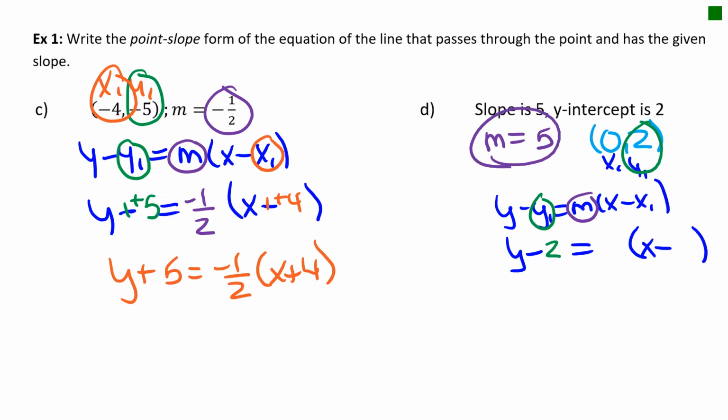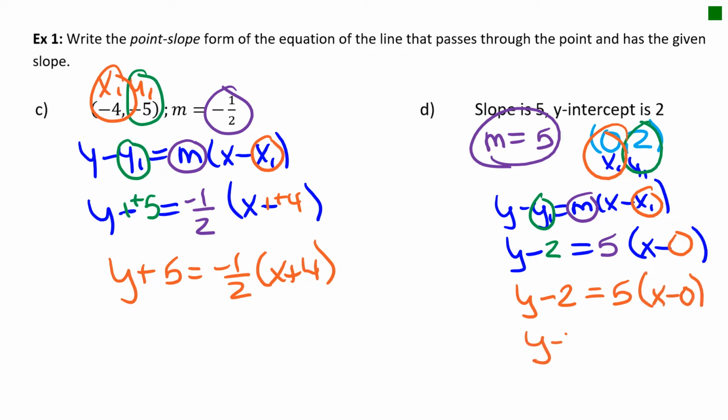Slope, it's 5. x sub 1 is 0. So this one you could do as y minus 2 equals 5 times x minus 0. I'm good with that. Or you might see it as y minus 2 equals 5 and then just times x, because x minus 0 disappears. Personally, I like this one better.